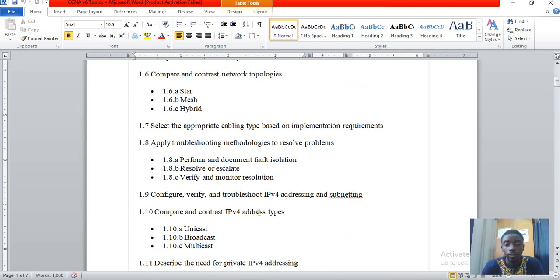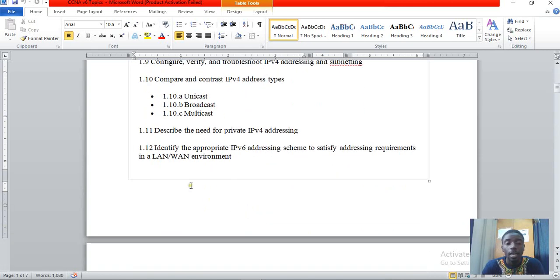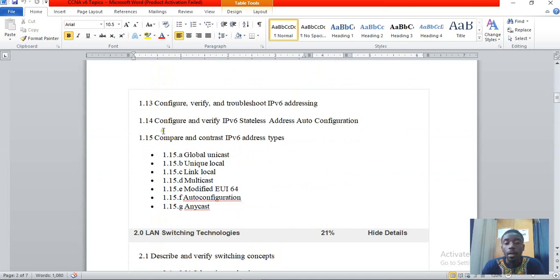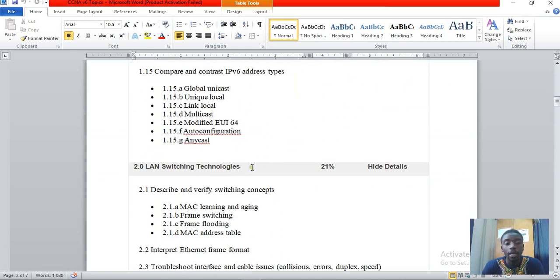We'll also discuss network IP addressing, and you will understand IP addresses. So your CCNA requires that you understand all of these things before the end of the course. That is to compare and contrast IP version 4 and version 6, and the IP version 4 address types: unicast, multicast, and broadcast addresses. Then we'll talk about IP version 6 here, and we compare the IP version 6 address types.